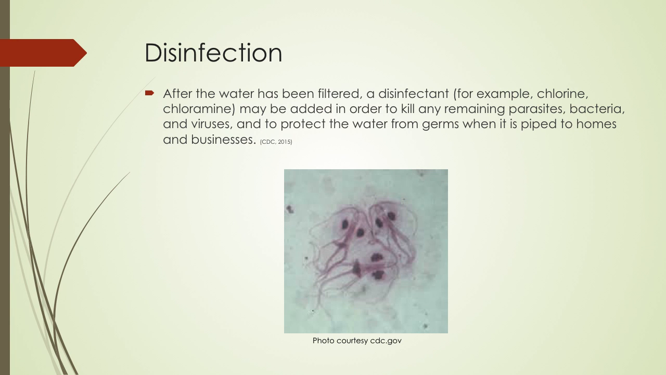After the water has been filtered, a disinfectant, for example chlorine or chloramine, may be added in order to kill any remaining parasites, bacteria, and viruses, and to protect the water from germs when it is piped to homes and businesses. According to the CDC, most communities use chlorine or chloramines as mentioned above. A chloramine is a group of chemical compounds that contain chlorine and ammonia. Monochloramine, in particular, is a commonly used compound that is mixed into water in levels that kill germs but are safe to drink. Physical disinfectants can be used as well. These include UV light, electronic radiation, and heat.